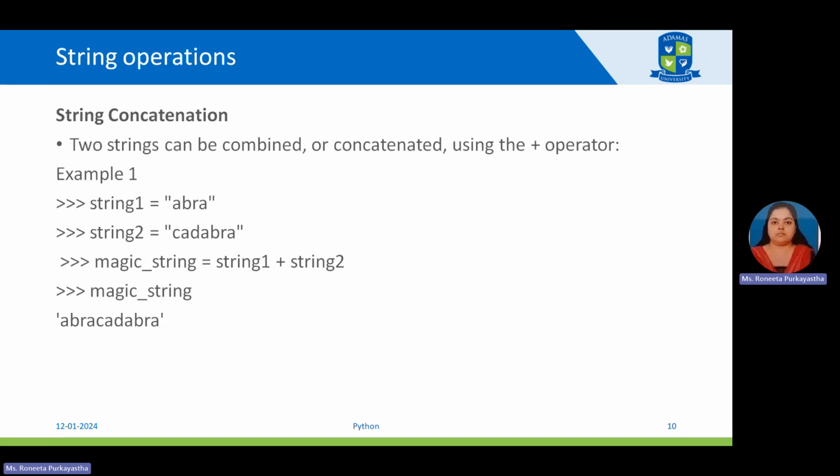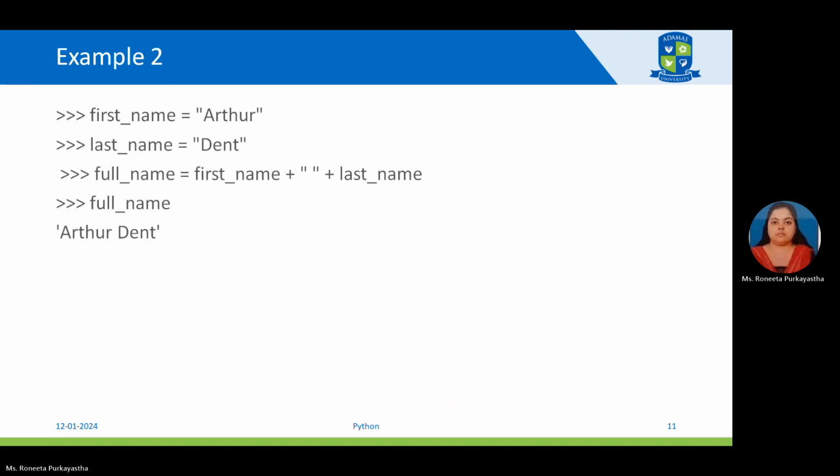Next is string concatenation. Concatenation is basically how to join two different strings together, or we can say how to combine two strings together. We can perform this by using the plus operator. The plus operator, when used with two string data types, produces a concatenated string, right? And if you want an embedded space between the two strings, then you can go in for first name plus double quotes plus last name.